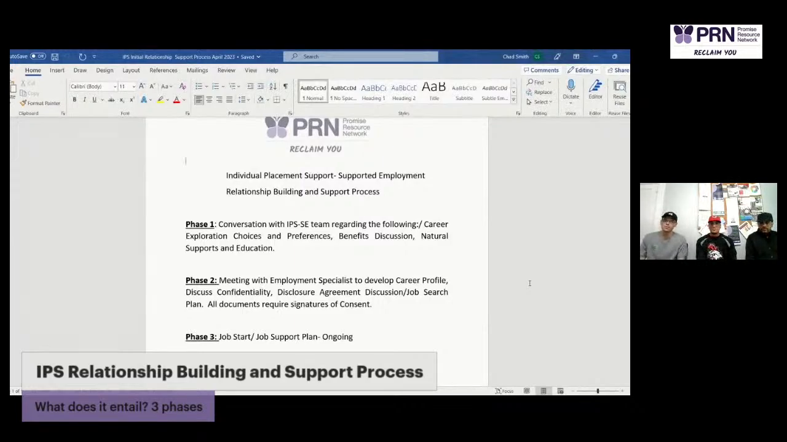So we put you in our system and do a formal intake. We're completing all those documents. You're going to sign those, which is a signature of consent. And from there, we're going to revisit your career exploration and figure out where you want to work, and then formulate a plan on how to get you in there.